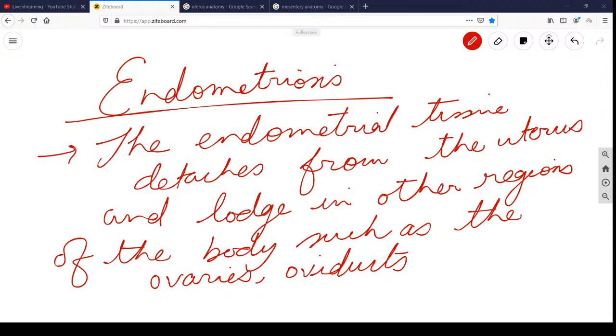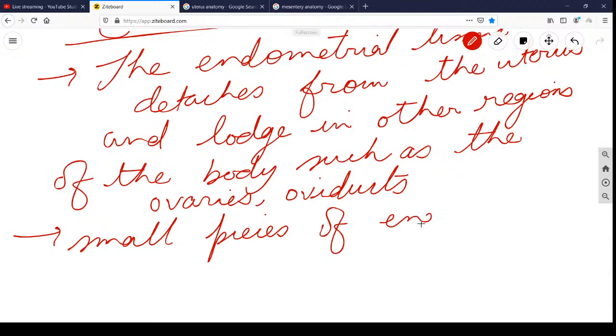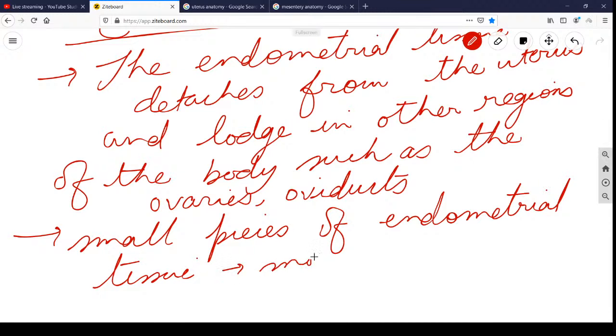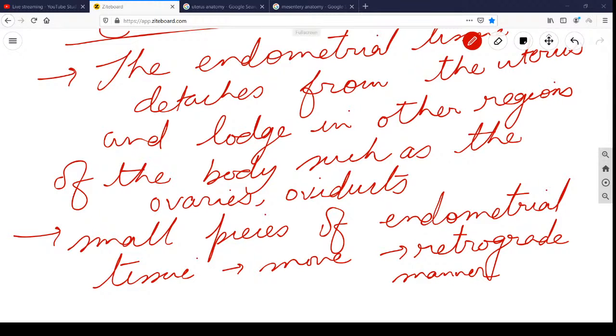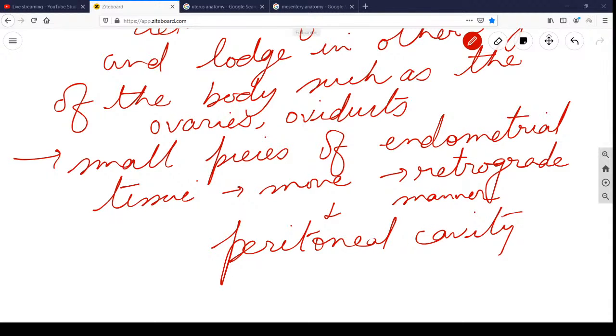So small pieces of endometrial tissue move in a retrograde manner, meaning backwards, through the oviduct and into the peritoneal cavity, rather than being thrown out through the vagina.